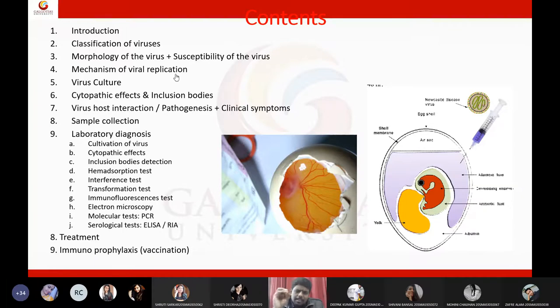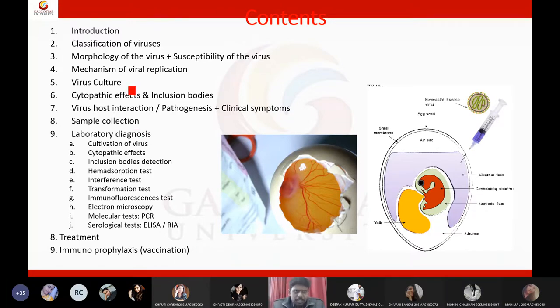For all viruses, I have standardized the 6 points, students. Tell me the replication of a virus. What are the stages in the replication of a virus? Attachment, penetration, uncoating, biosynthesis, maturation and release. Very good. So this has been standardized by me.